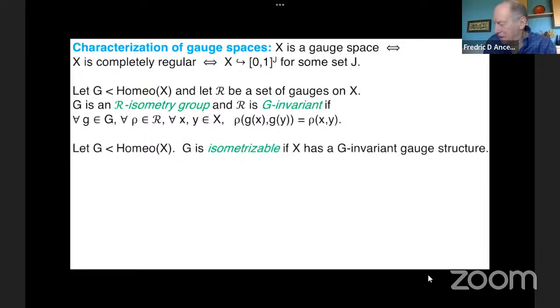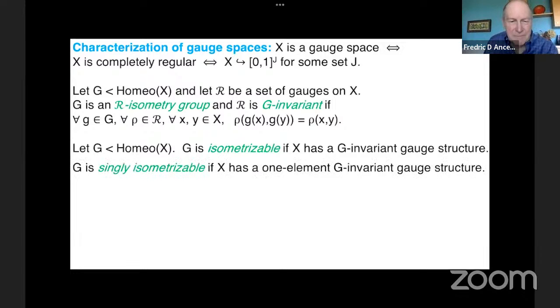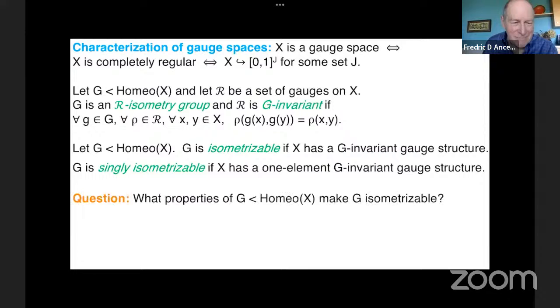So when it can happen, we will say that the group is isometrizable. We can make all of the elements of the group isometries if such a gauge structure exists. And if there's a single element gauge structure, in other words, a metric that makes it happen, we'll say that the group is singly isometrizable. Okay. So the question is, what properties of the group of homeomorphisms make it isometrizable?